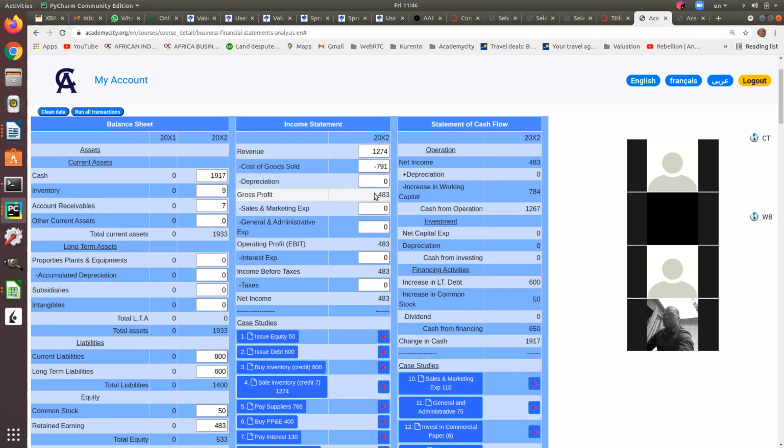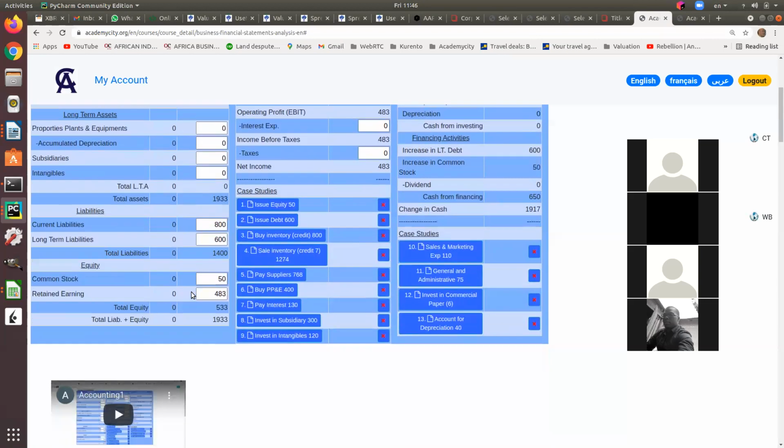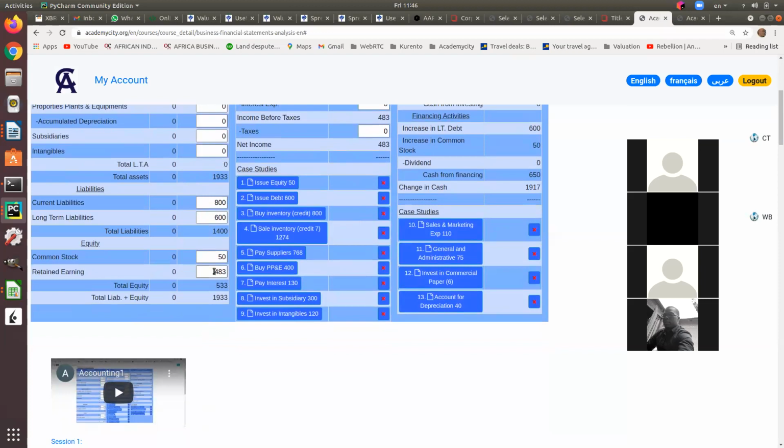This 483 belongs to the owner of the company. This is really the profit of the year. It belongs to the equity owners, to the owners of the company. That's why we put it there. I hope that's clear. Is that clear, guys?